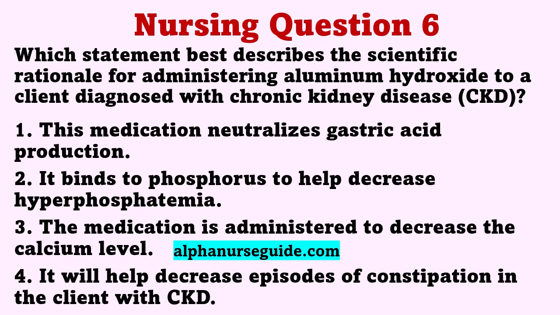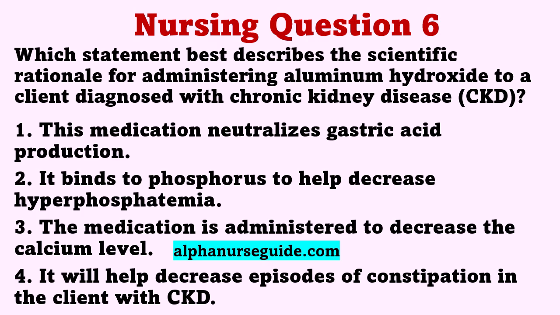Which statement best describes the scientific rationale for administering aluminum hydroxide to a client diagnosed with chronic kidney disease? 1. This medication neutralizes gastric acid production. 2. It binds to phosphorus to help decrease hyperphosphatemia. 3. The medication is administered to decrease the calcium level. 4. It will help decrease episodes of constipation in the client with CKD.